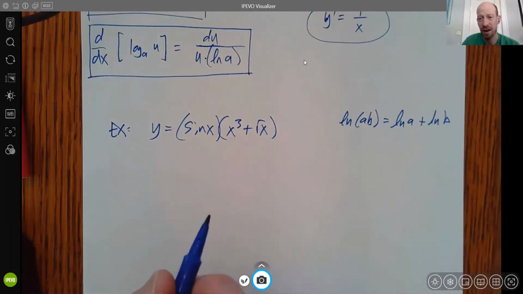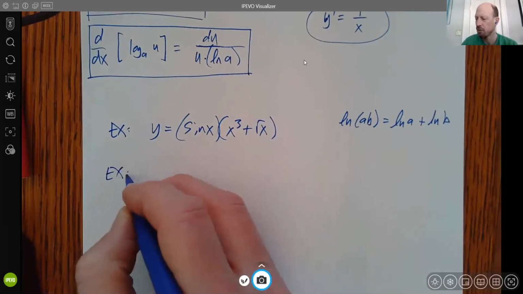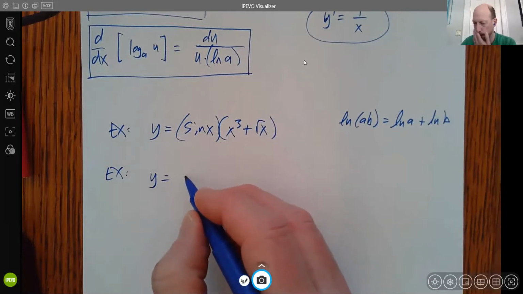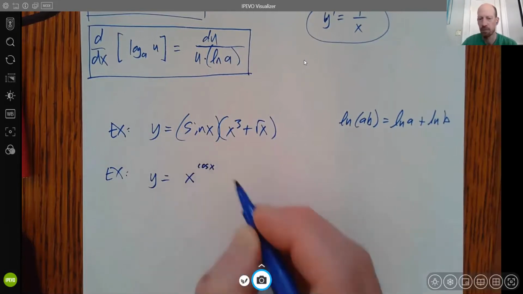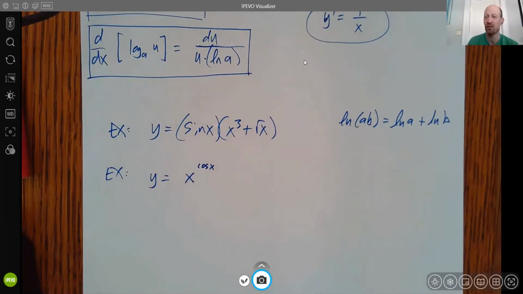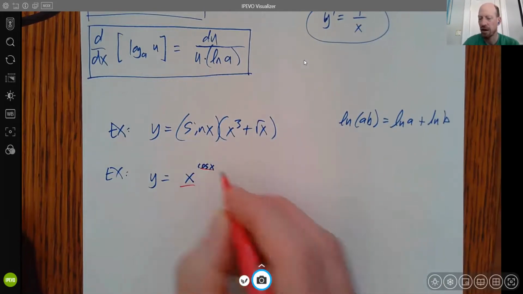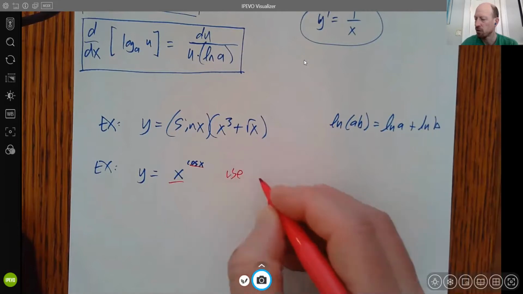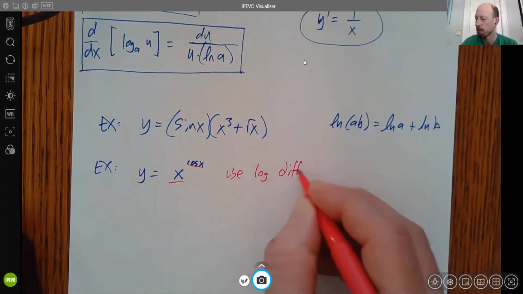Again, you can get the right answer by using logarithmic differentiation, but it's a little bit like overpowering the situation, perhaps. But if you have y equals x to the cosine of x, this one, there's no real way around it. This you have to use logarithmic differentiation for. We don't have another rule for this because of its structure, its form. So here we need to use logarithmic differentiation.